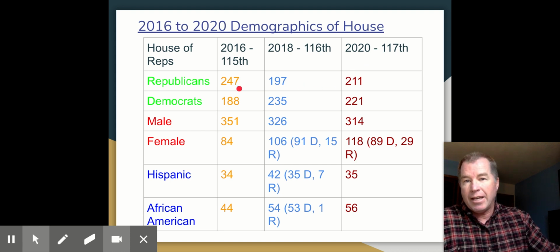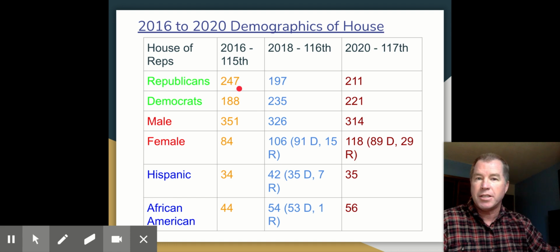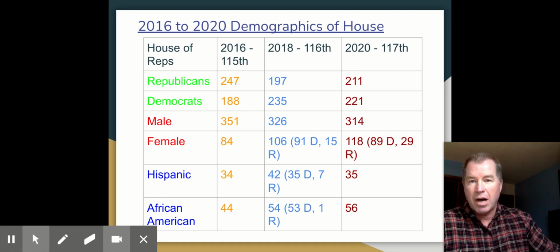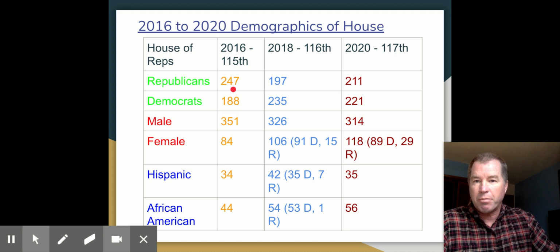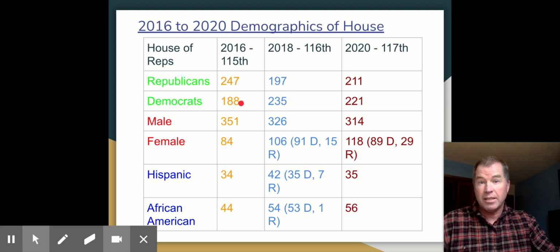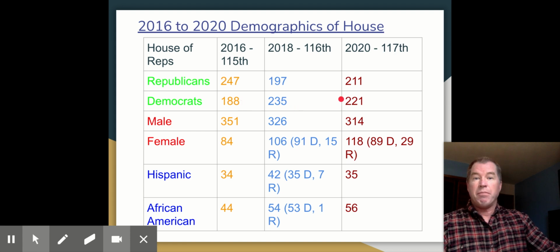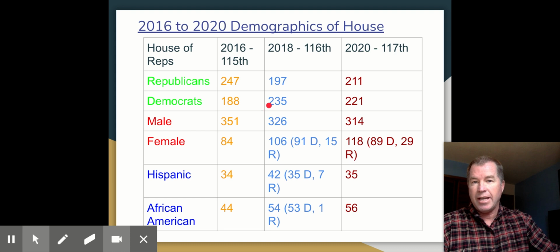Okay, so you can see that in 2016, the year President Trump won his term in office after Obama had left, Republicans had a landslide, dominant House, 247 to 188. Two years later, that changed. Not quite an exact flip, but the Democrats gained a lot of seats in the House. So Nancy Pelosi had been the minority leader in 2016, and she became the Speaker of the House in 2018.